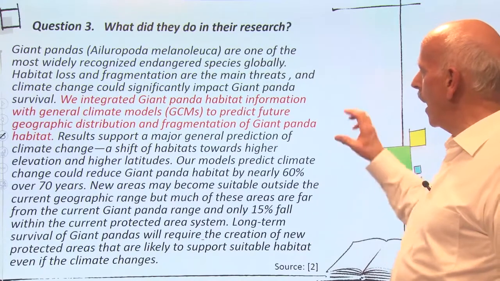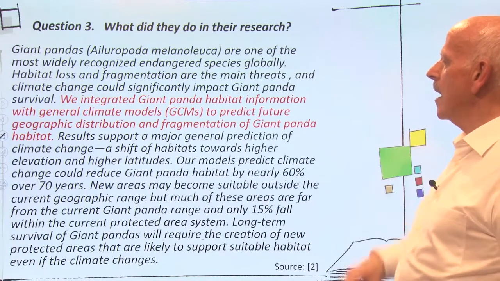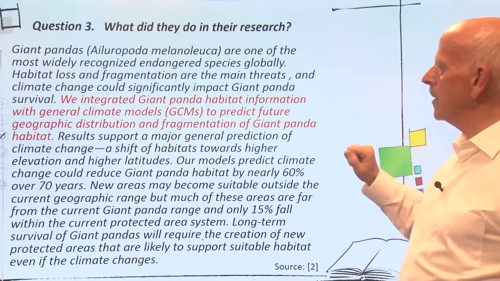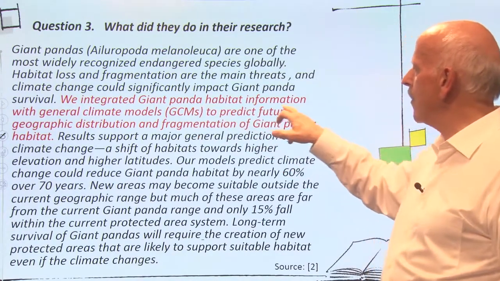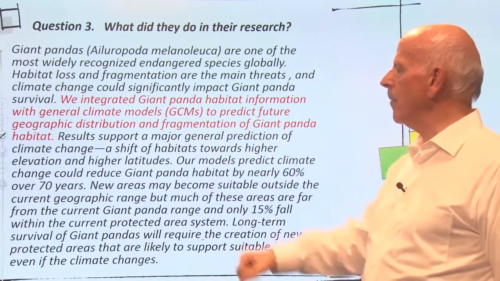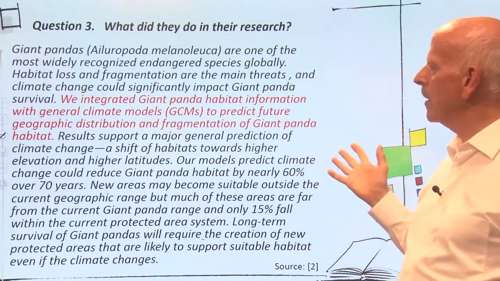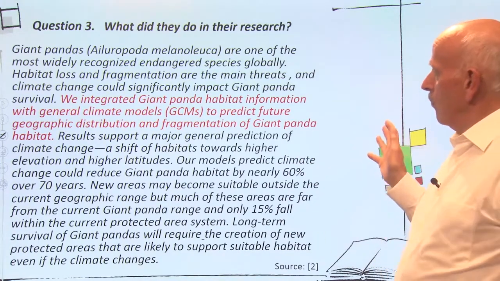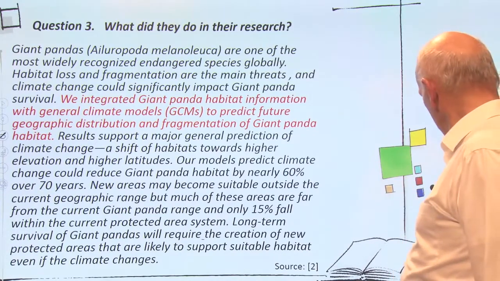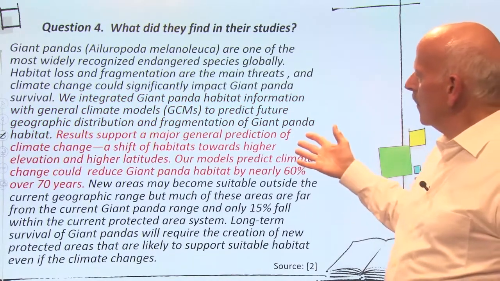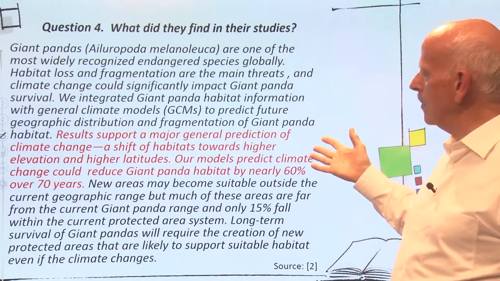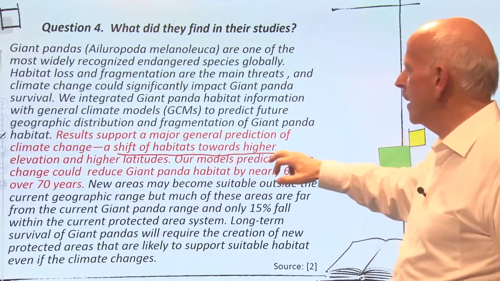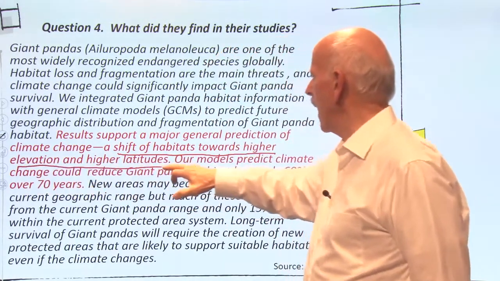What do they do? So now we're looking at their methods and their results. Their methods were to integrate, combine, giant panda habitat information with general climate models to predict future distribution of this animal. And we find in the results section that the prediction is that climate change will lead to a shift of habitats towards higher elevation and higher latitudes.